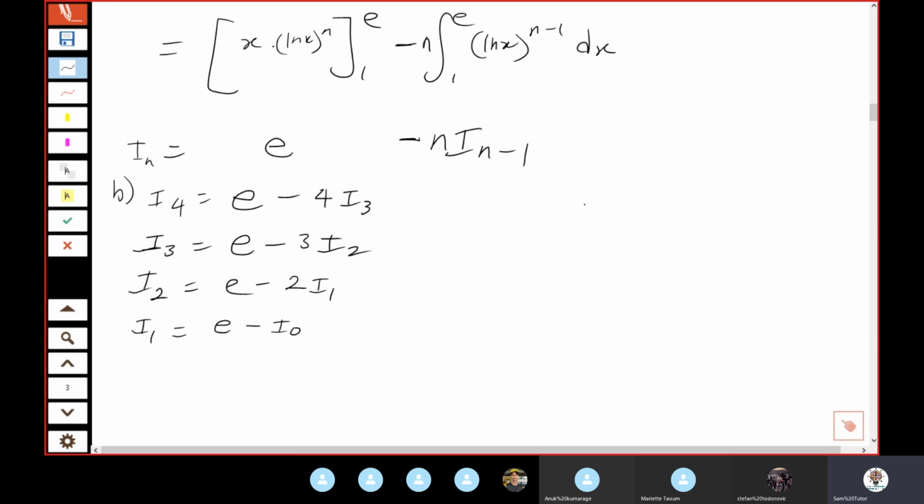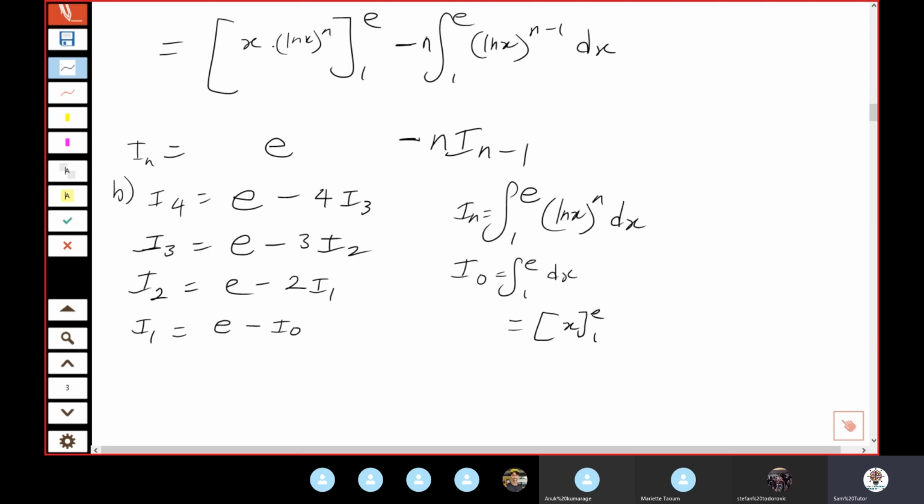What you've got to do is go back up to the original. Cool? The original was the integral from 1 to E of ln x to the power of n. Do you agree? Yeah. Now you're trying to find I0. Anything to the 0 is 1. So what are you actually integrating? Just 1 dx, yeah. And what does that become? X.